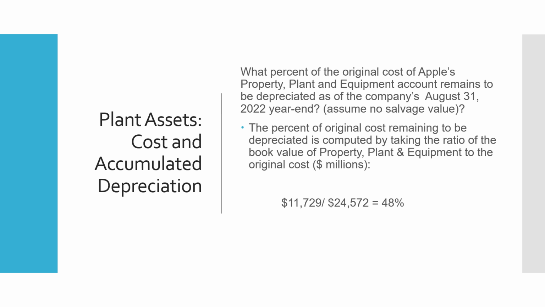One question we could ask is what percent of the original cost of Walgreens property, plant, and equipment remains to be depreciated as of the company's August 31, 2022 year end, assuming no salvage value. To calculate that, we take the ratio of the book value to the original cost. So the 11,729 is cost minus accumulated depreciation, or the book value of the assets, and the 24,572 is the original cost. So we come out with 48%. So Walgreens assets are about halfway depreciated.